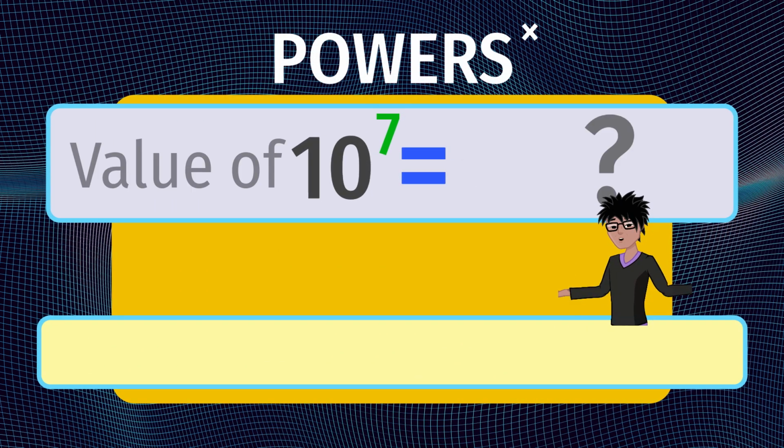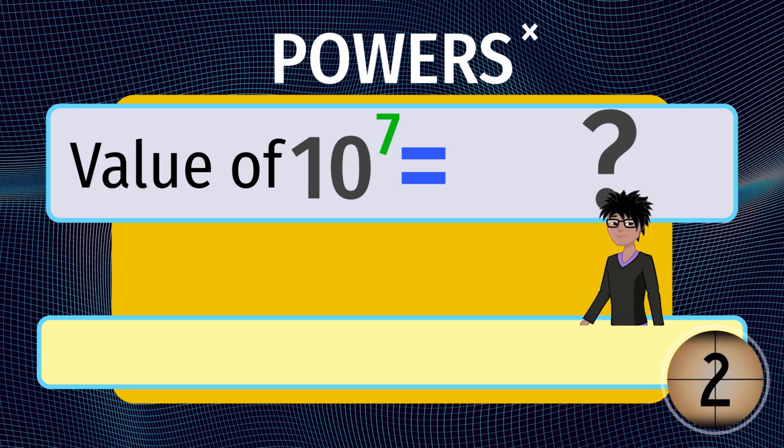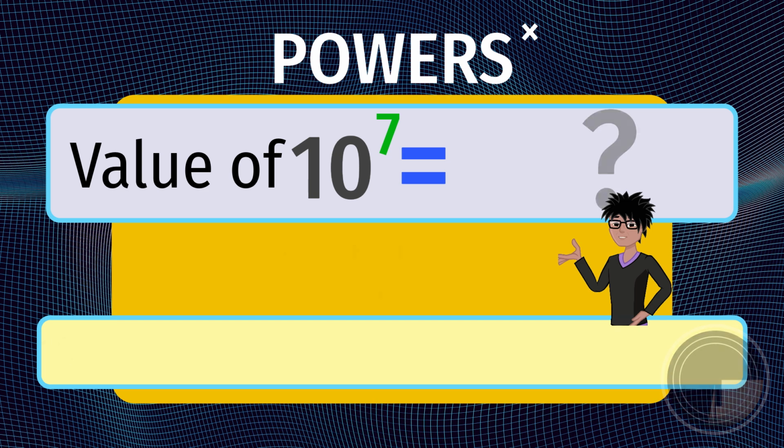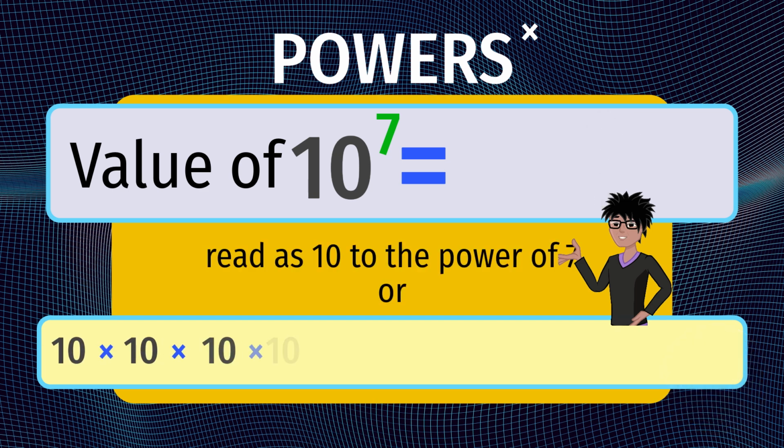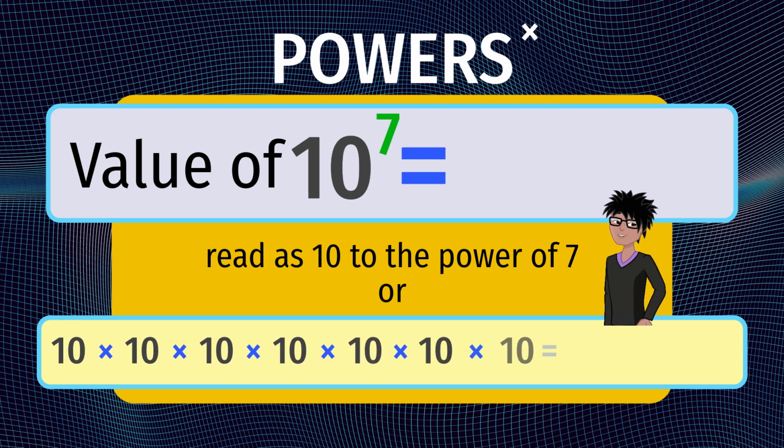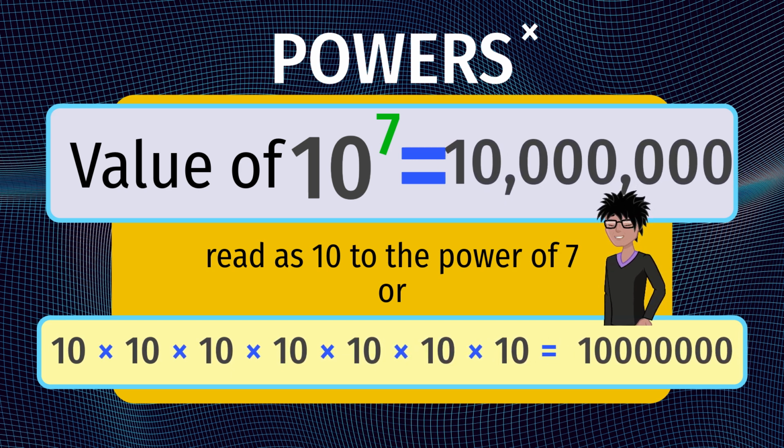What is the value of 10 to the power of 7? 10 to the power 7 is 10 multiplied 7 times, equals 1 followed by 7 zeros, or 10 million.